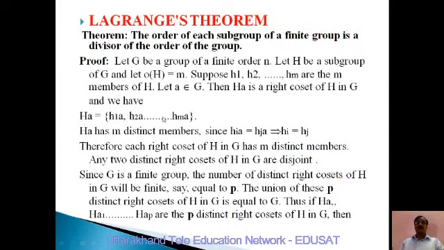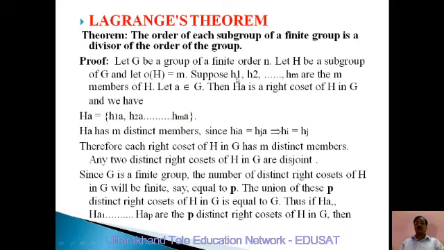Now we have an important theorem, Lagrange's theorem. The order of each subgroup of a finite group is a divisor of the order of the group. For the proof of this theorem, let G be a finite group of order n. Let H be a subgroup of G, and the order of H is m.